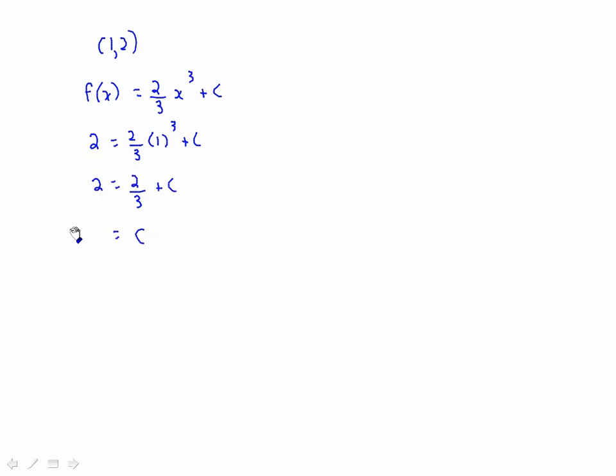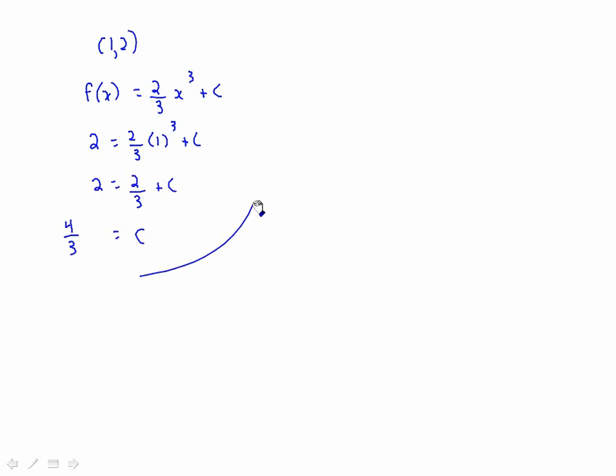So x is 1, y is 2. The function f at x is equal to 2/3 x to the 3 plus c. So the 2 goes in for the y, 1 goes in for the x. So 2 is equal to 2/3 plus c. When you subtract 2/3 from 2, you get 4/3.